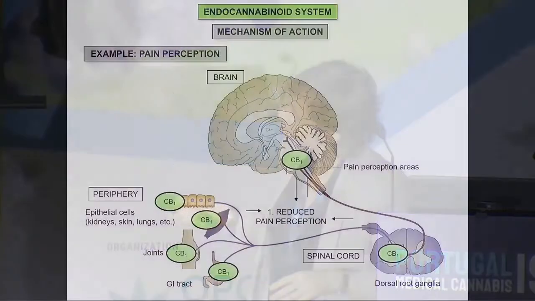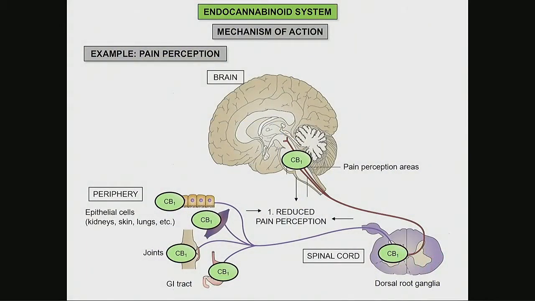Well, we have cannabinoid receptors in the terminals, in the skin, in the joints, in all of those places where we can feel pain. We also have CB1 receptors in the spinal cord. And we also have CB1 receptors in the brain, in the areas that control pain perception. So when we use cannabis, when we use cannabinoids, we are targeting these receptors, and these receptors. And as a consequence, we feel less pain.